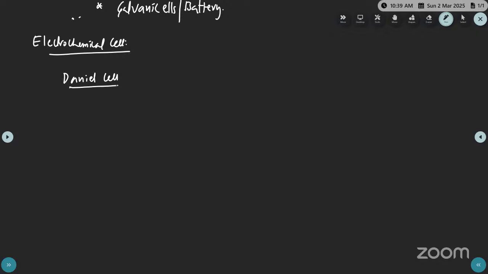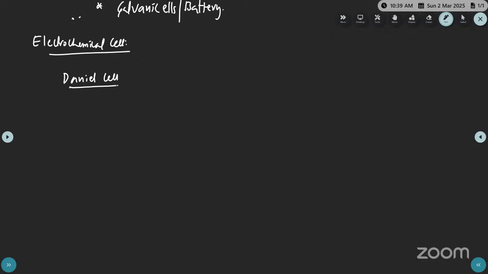Before going to the Daniell cell, what is the cell structure? Every cell, whether it is an electrochemical cell or an electrolytic cell, consists of two electrodes, which are dipped in an electrolytic solution, and they are externally connected through a battery and internally connected by the salt bridge. That is the cell structure.